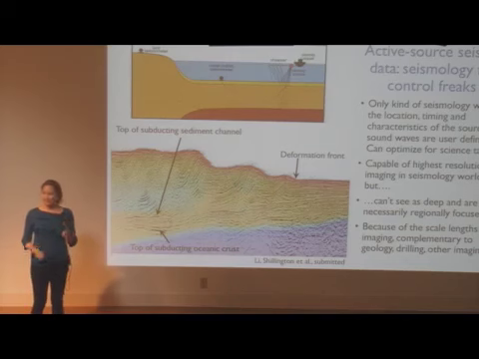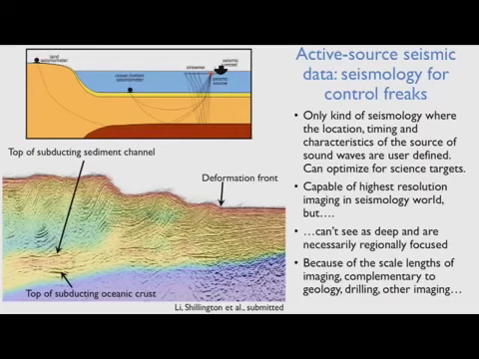So we're capable of doing this really detailed and high resolution imaging, but we are limited in terms of how deep we can see and the kind of spatial areas we can cover. This is necessarily a pretty focused and detailed approach, so it's strongly complementary to other kinds of seismic imaging, but because of the scale lengths is also very complementary to drilling and geology and many other things. So hopefully you'll be convinced about all that.